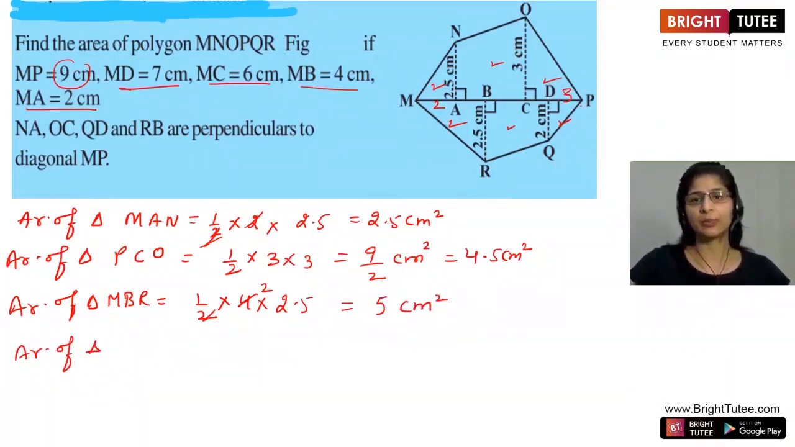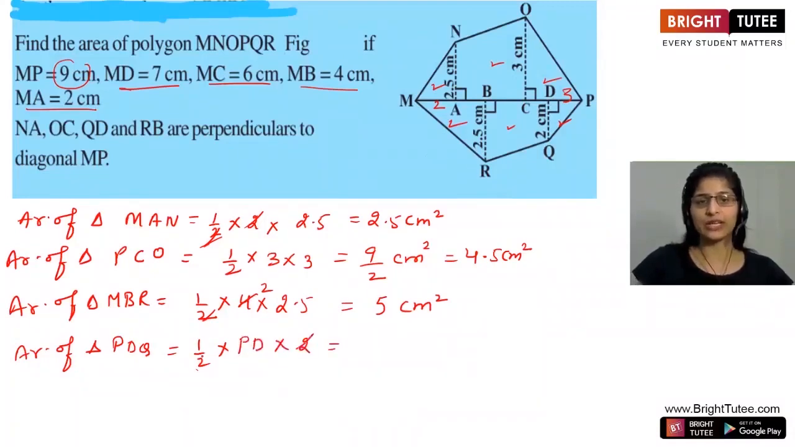We have calculated for MBR. Now we will calculate for PDQ. PDQ is half into base. Base is what? PD. Can we calculate PD? Just see, PC has been calculated by us, that is 3. Now how to find out this? Half into base. Base is PD in this case and height is 2. Right, so 2 and 2 will get cancelled. PD will give the area of this triangle.